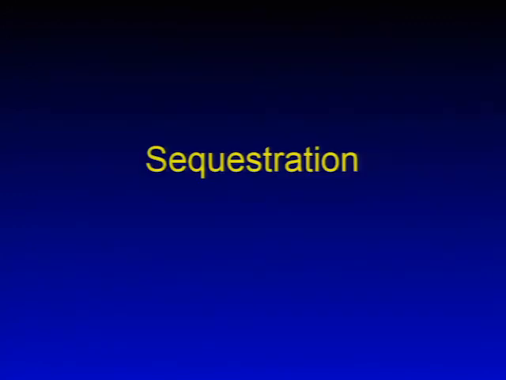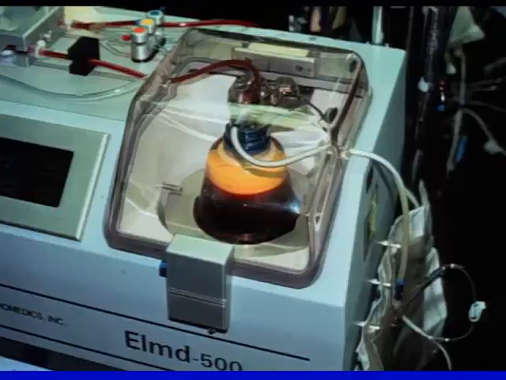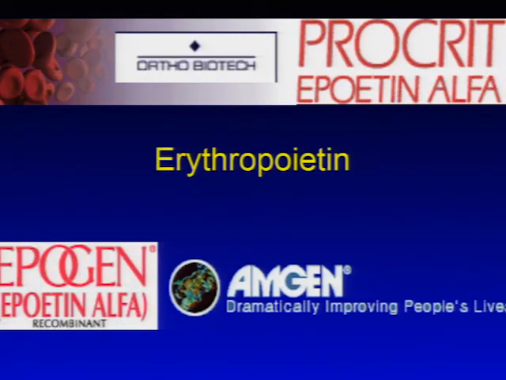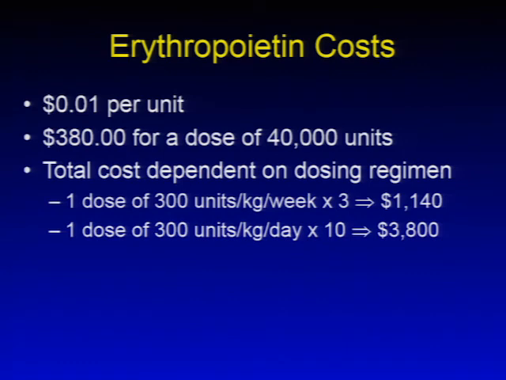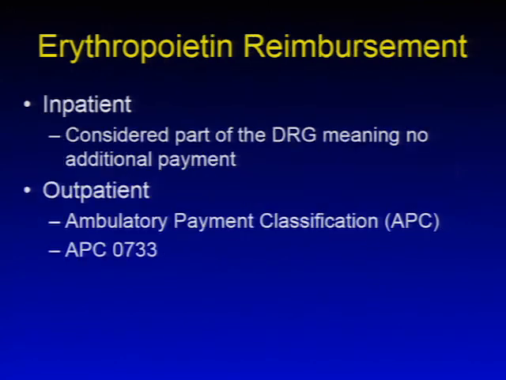And from sequestration, I do want to move on to say a few things about erythropoietin with the time remaining. Erythropoietin can be used. It costs about 1 cent per unit, $380 for a single dose of about 40,000 units. And the total cost is dependent on the dosing regimen. And we've laid out 2 different dosing regimens that are possible to use here. And lastly, I would talk about erythropoietin reimbursement. It can be reimbursed in various modes based on whether the patient is inpatient or outpatient.